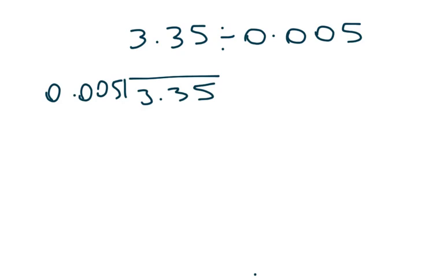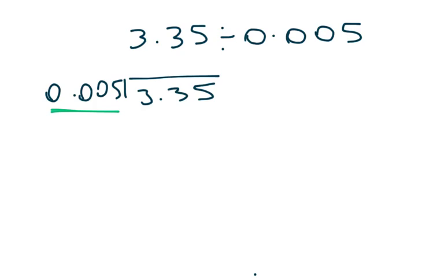So the first thing we're going to do to start is we're going to remove the decimal point. We're going to move it until it's in a more manageable position for us to work with. So we're going to look at the front. We're going to look at the divisor number here. What would I have to times that number by to get it to be not a decimal?